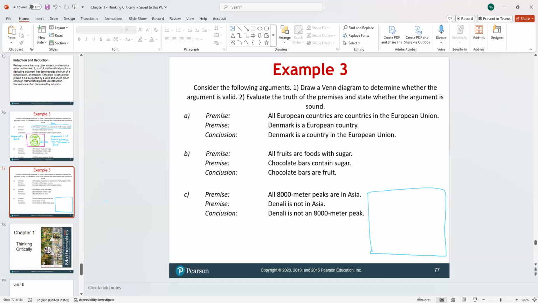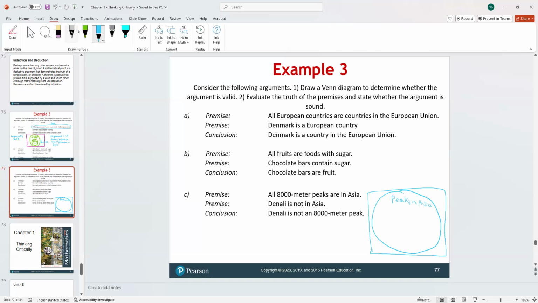That is true. Okay. So this is what they tell us. They said all peaks are in Asia. So peaks in Asia, right? We know the peaks in Asia. Now, if the peaks are in Asia, most of the 8,000, that's what they said. They said all of the 8,000 meter peaks.